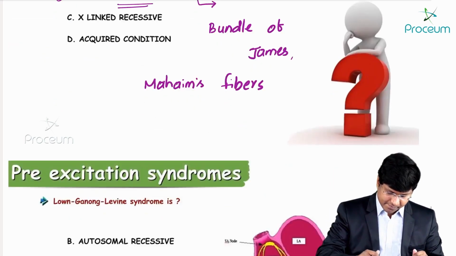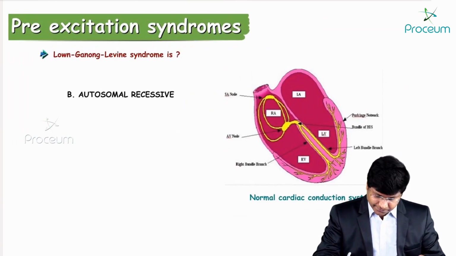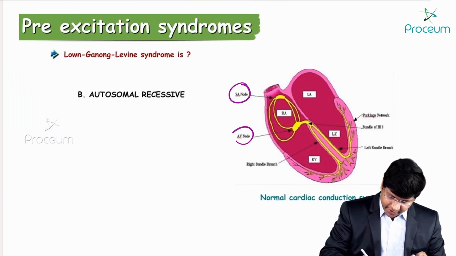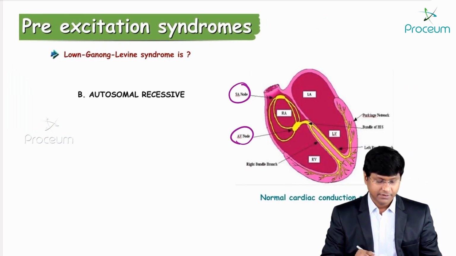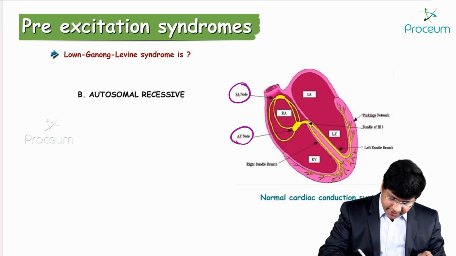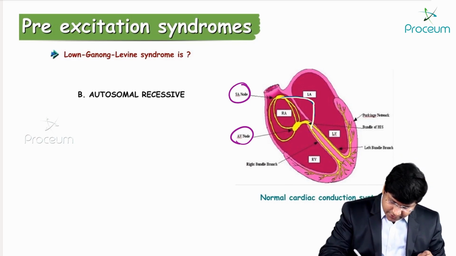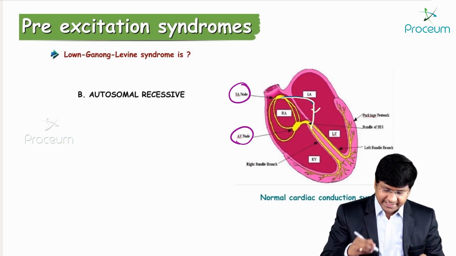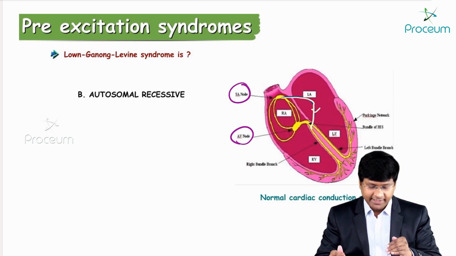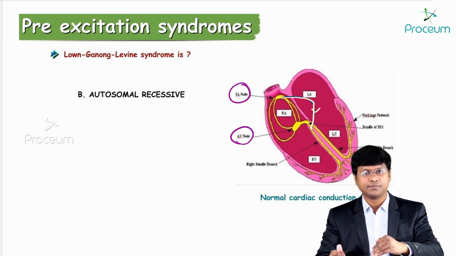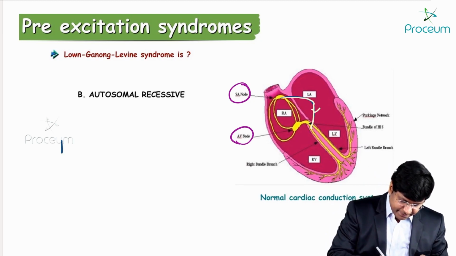Let me show you that. So, this is your SA node, this is your AV node. In case of the Lown-Ganong-Levine syndrome, the accessory pathway will be from the SA node and directly it will be connecting to the bundle of His. You understand that? So, what will be the ECG features now? The only thing, this particular accessory pathway is bypassing your AV node and thereby causing the pre-excitation.